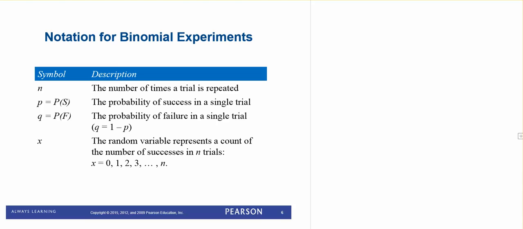We have some notation here. N is the number of times a trial is repeated. So in that last example, N would be 5, because we were looking at 5 kids. P is the probability of success. Q is the probability of a failure. And I think we've looked at this before when we look at complements, but Q is 1 minus P. And then X is the count, so we're looking at from 0 to N.